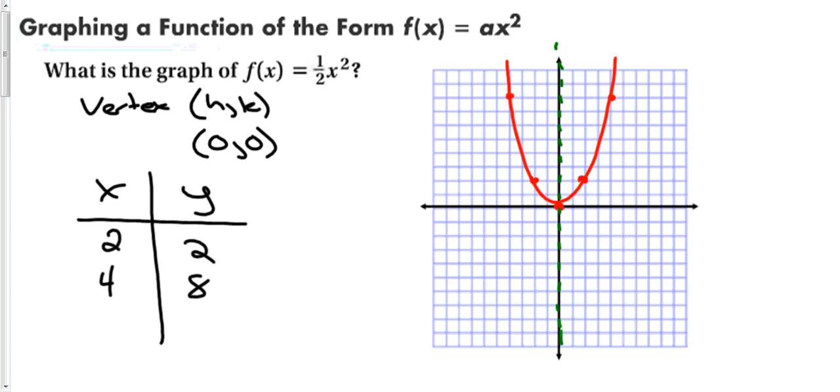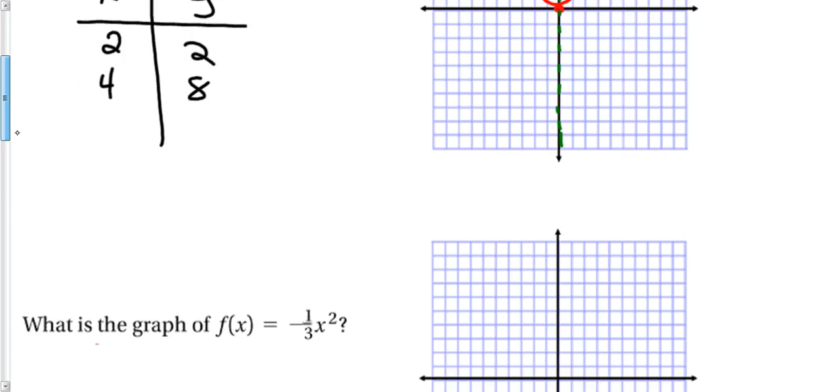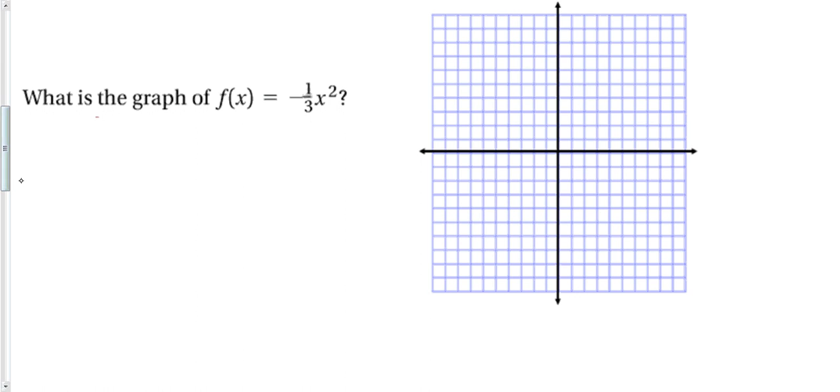Okay? So I can do the same thing with this graph right here, only now I'm going to get a negative number. H and K is still 0, so I can plot that point. And now let's plug in X and Y. Let's plug 3 in. 3 squared is 9 times -1/3 is going to be -3. Okay? So when I plot that point, I have 3, -3.